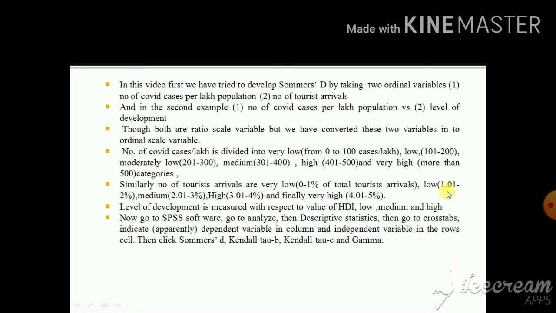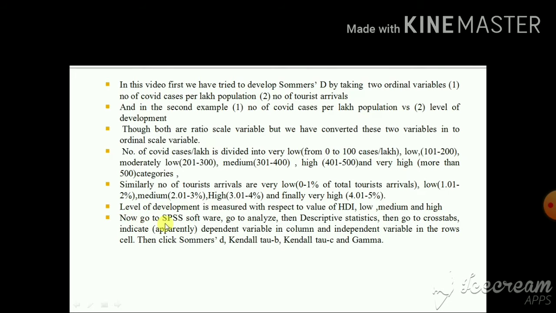Low is taken from 1.01 to, that means more than 1 to 2%. Medium is more than 2 to 3%. High is more than 3 to 4%. And finally, very high, that means more than 4 to 5%. Level of development is measured with respect to value of HDI: low, medium and high.